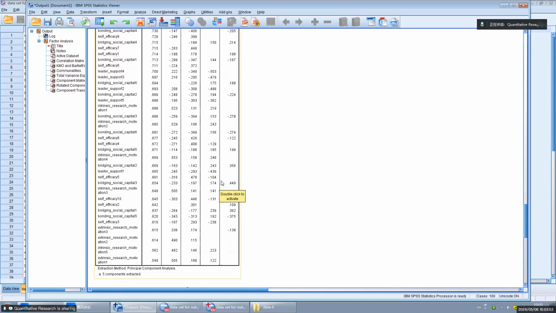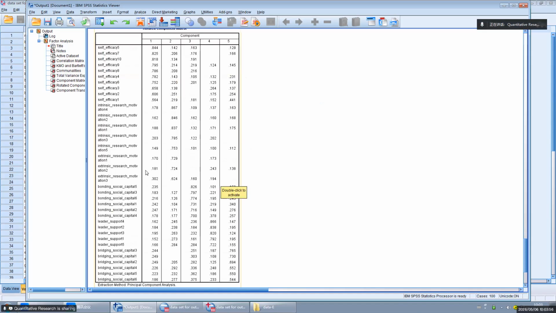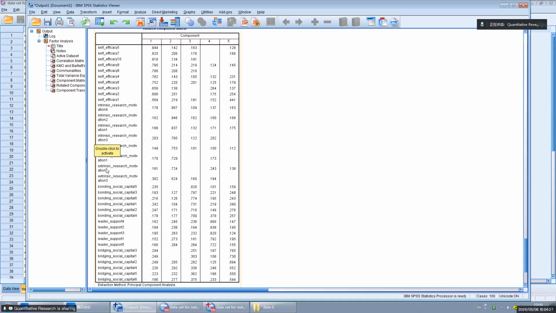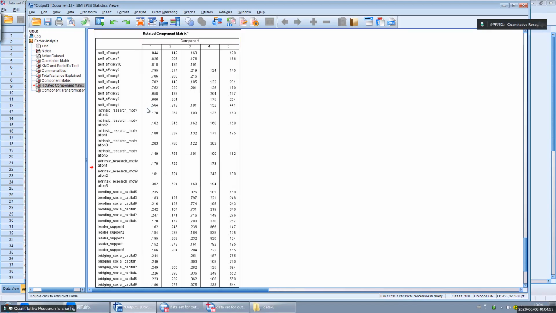Oh yeah, right. Sorry. Yeah, this one. The last one. The difference between 0.564 and 0.441. So it's a cross-loading.